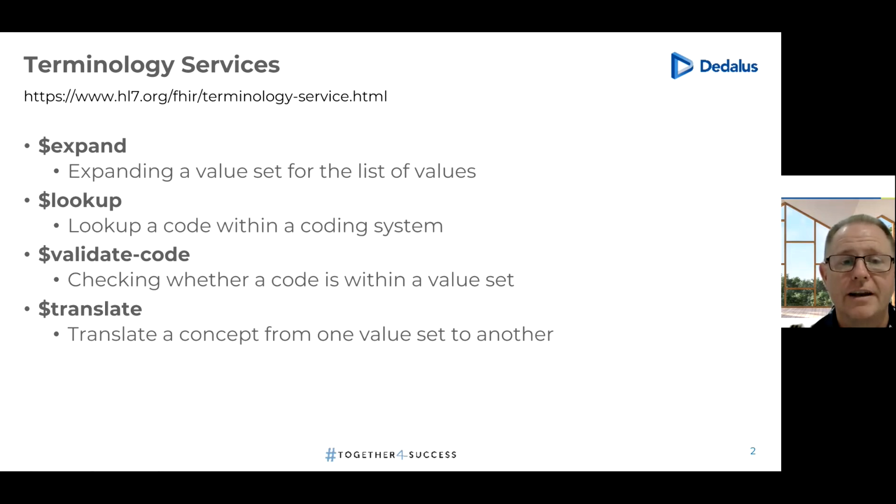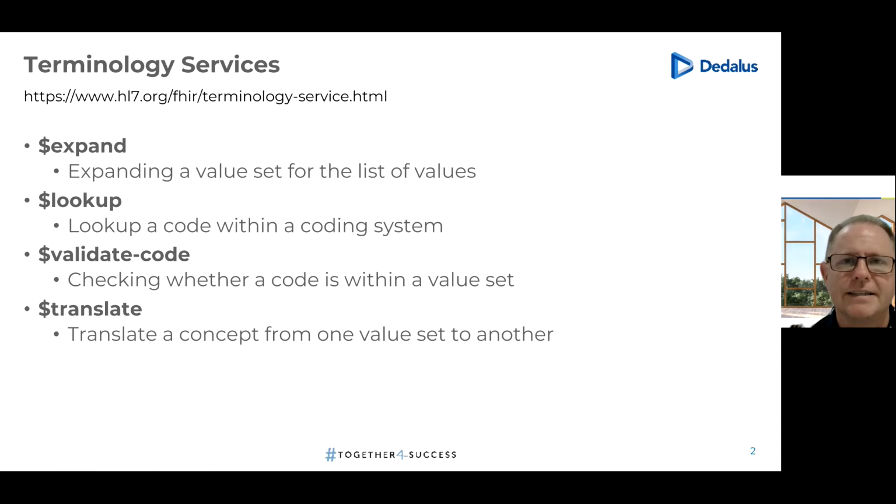Validate code, so I can check to see whether this particular code is in the value set that I'm asking for. So especially useful when you might have a SNOMED term that you know is a valid SNOMED term, but you don't know whether that SNOMED term actually exists in the value set that you're trying to use. So remember that your value set's bound to a particular element. So it might be my allergy code or allergen code, and I want to make sure that the code that I've selected is actually part of that value set before I start using it.